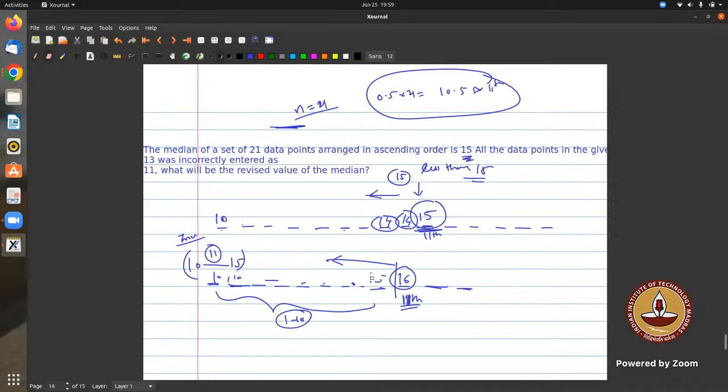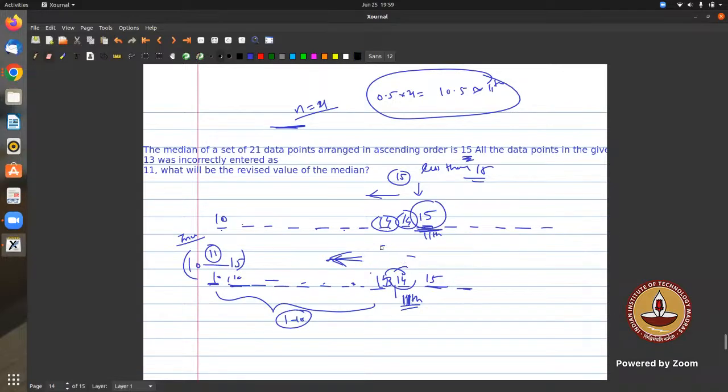So 13 was incorrectly written as 16. What does that mean? Currently 16 is on this side. Now I change it to 13. So 15 will shift this side, and 13 will move. I do not know the previous value. Maybe 13 is here or not, because if this value is 14, then 14 will come to this place and 13 will go here, right? Because all these values should be lesser than 15, or maybe it can be 15. It is quite possible.